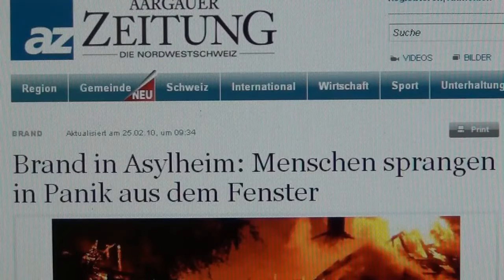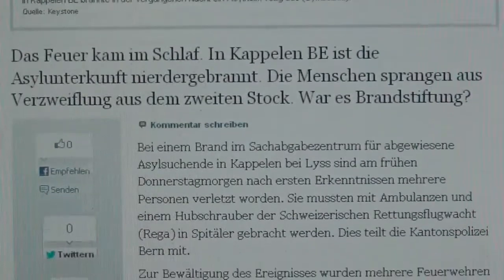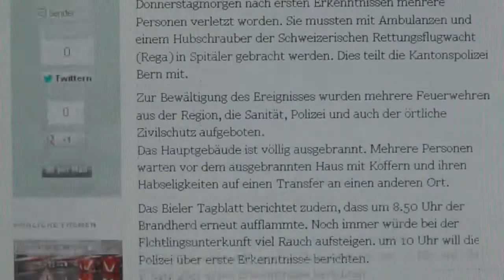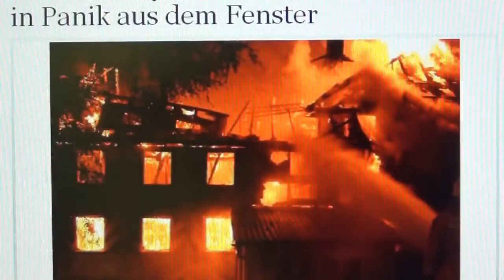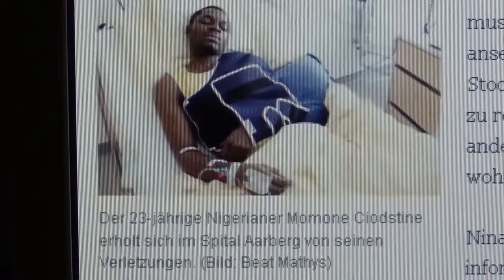Then, together with Stabilo Uno, the construction of concentration camps in Switzerland, and Stabilo 2, the army exercise, there is Stabilo 3, or Stability 3, in Switzerland. The burning of asylum seeker centers as on February the 25th, 2010 in Kappelen, as we can see here. And well, it says it was arson. "26 people got injured, pretty bad." So here we can see some of the injured people.